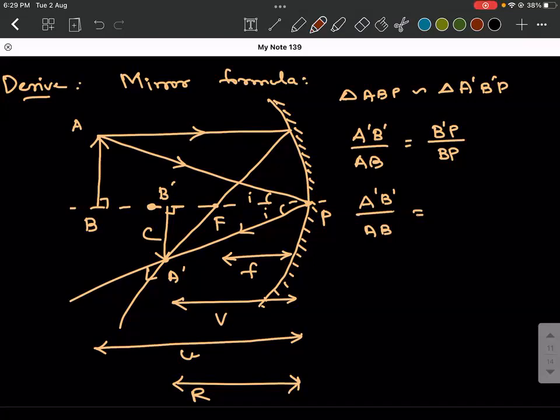If you see B dash B is V, because it is the distance between the image and the pole. So V, but I need to use a negative sign because it is on the left hand side.